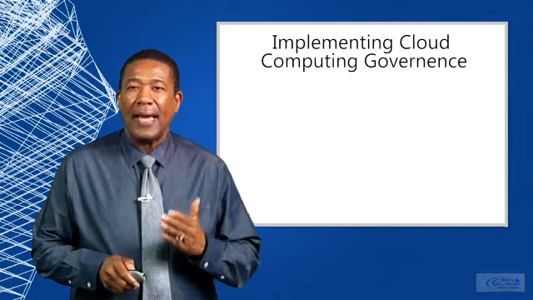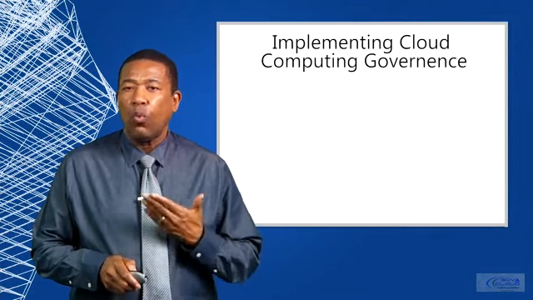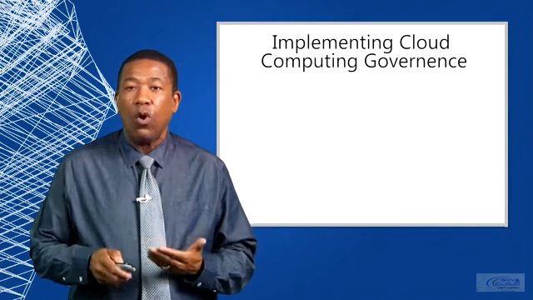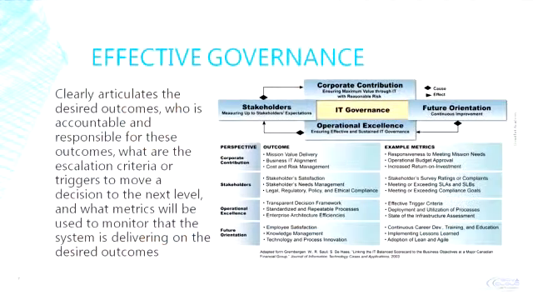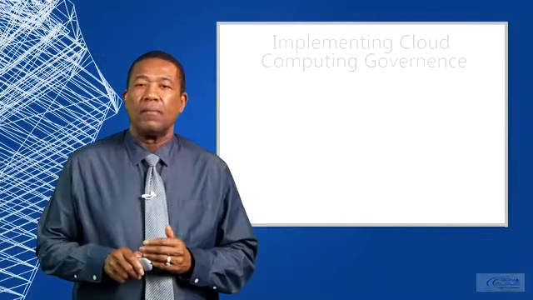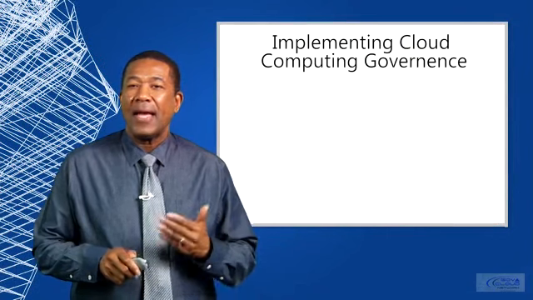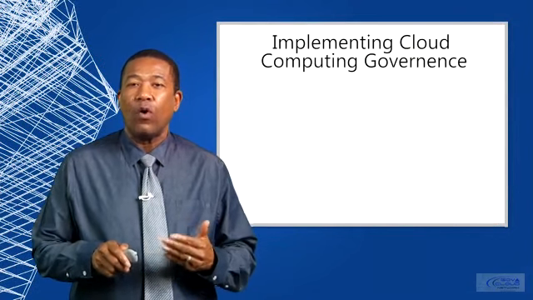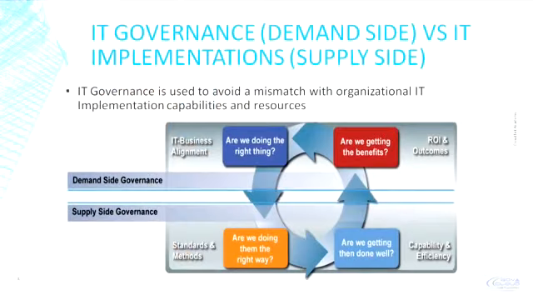Who is accountable and responsible for these outcomes? What are the escalation criteria or triggers to move a decision to the next level? And what metrics will be used to monitor that the system is delivering on the desired outcomes? IT governance is used to avoid a mismatch with organizational IT implementation capabilities and resources. It allows for the identification and management of both the demand-side requirements and the supply-side responsiveness.